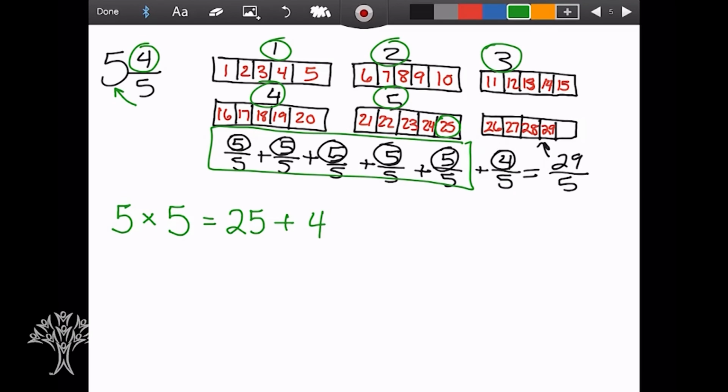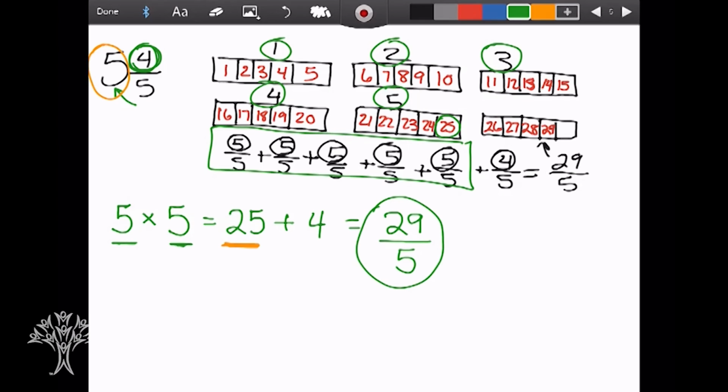So again, the steps were take the denominator, multiply it by the whole number. So when I say whole number, I mean this number. Get your answer, and then add your numerator to that. So when I go 25 plus 4, I get 29. So I know I have 29 fifths. That's just another way that you can do it if you're feeling like this is a lot to draw. Let's try that method with the multiplication on the next problem, since it's actually a big one.